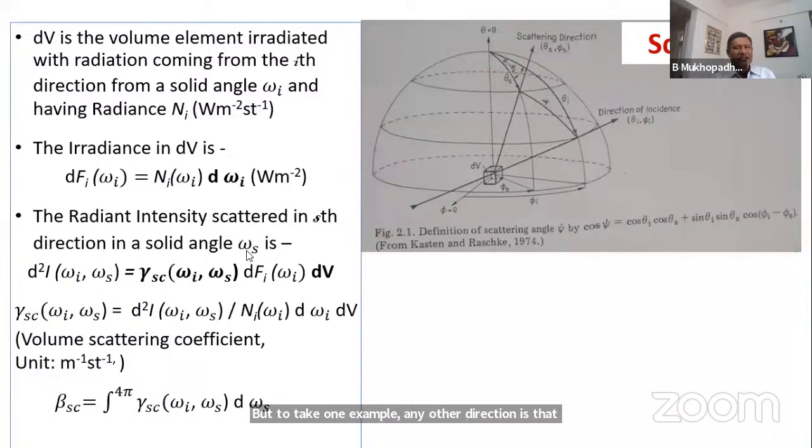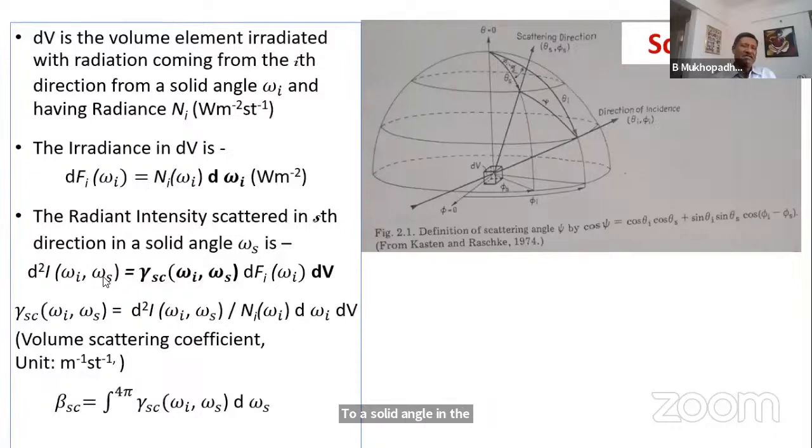The direction in the solid angle you consider is omega S. So the radiant intensity scattered in omega S, in a solid angle in the S direction, is equal to the irradiance at dV, the amount of energy incident, multiplied with dV, because dV is the volume, and this is equal to the radiant intensity from the I direction to the S direction. That means from a solid angle in the I direction to a solid angle in the S direction.